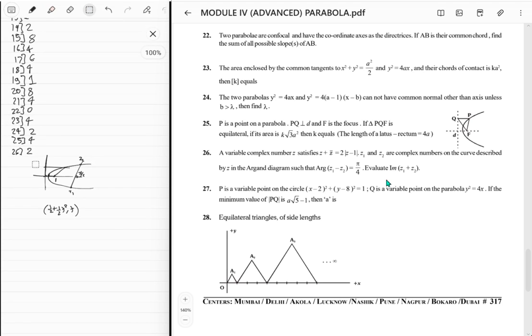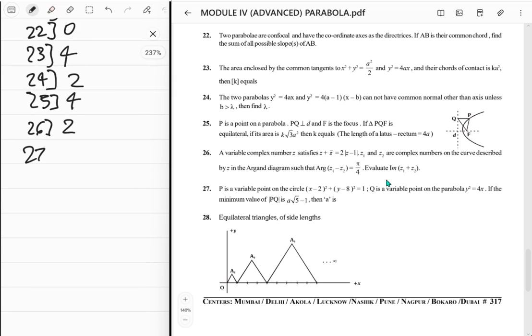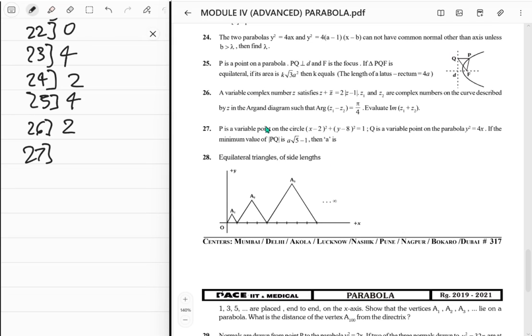Next, 27. P is a variable point on the circle. Q is a variable point on this parabola. If the minimum value of mod PQ is a squared pi minus 1, then A is. So P is any point on the circle, and Q is a variable point on the parabola.